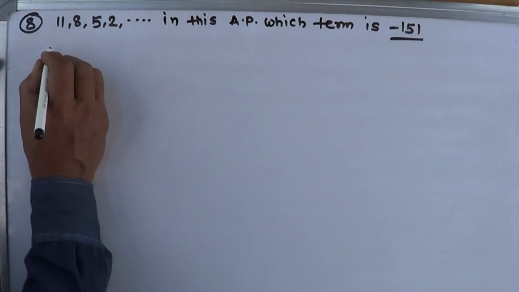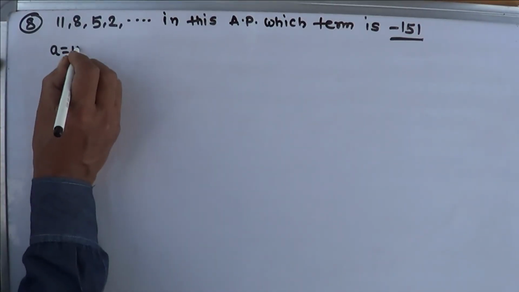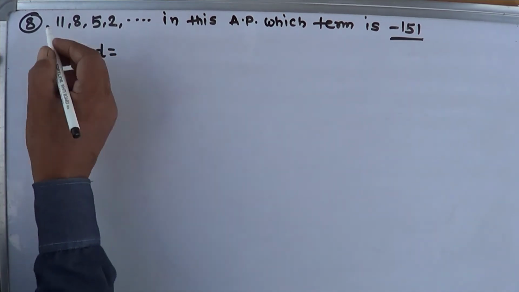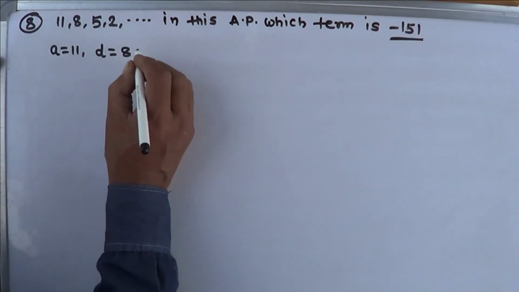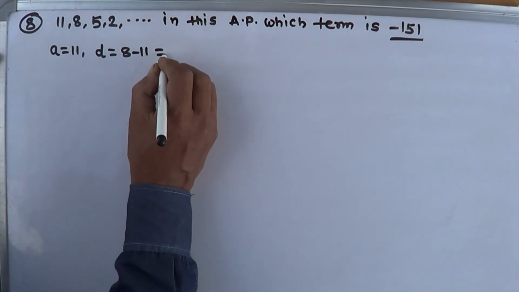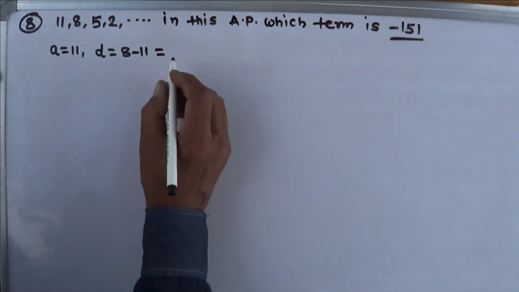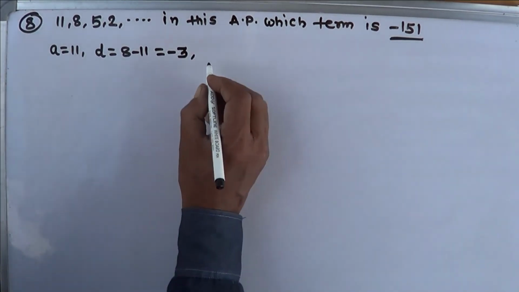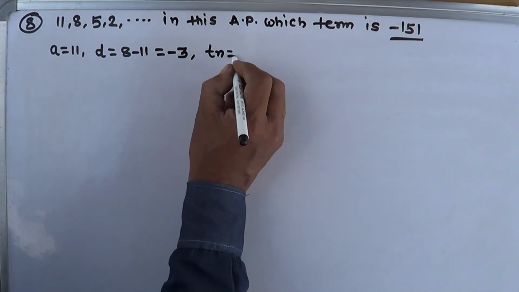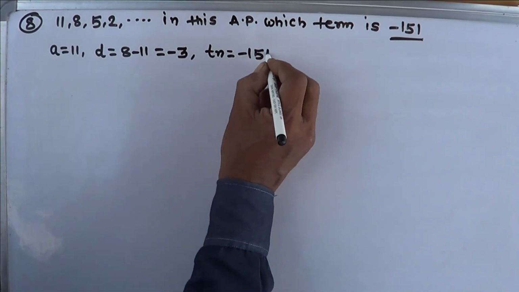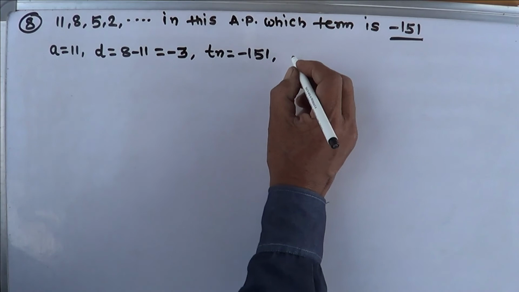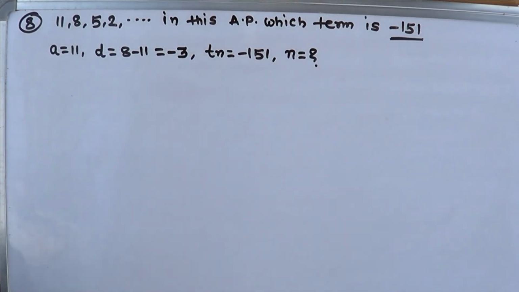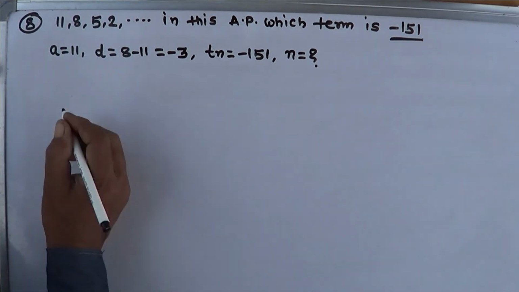So here we have a is equal to 11, the value of d will be equal to 8 minus 11, or 5 minus 8. So this will be 8 minus 11, and this is equal to minus 3. Again we have Tn. Tn we have given, that is minus 151, and simply we have to find out the value of n.